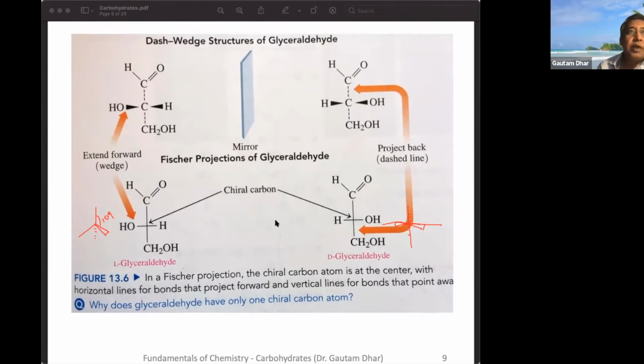Now, if you look at the Fischer projection, if the OH is to the left, we call it L, otherwise D. L and D are related to each other by being mirror images of one another. And when they are mirror images of one another, we call them enantiomers.